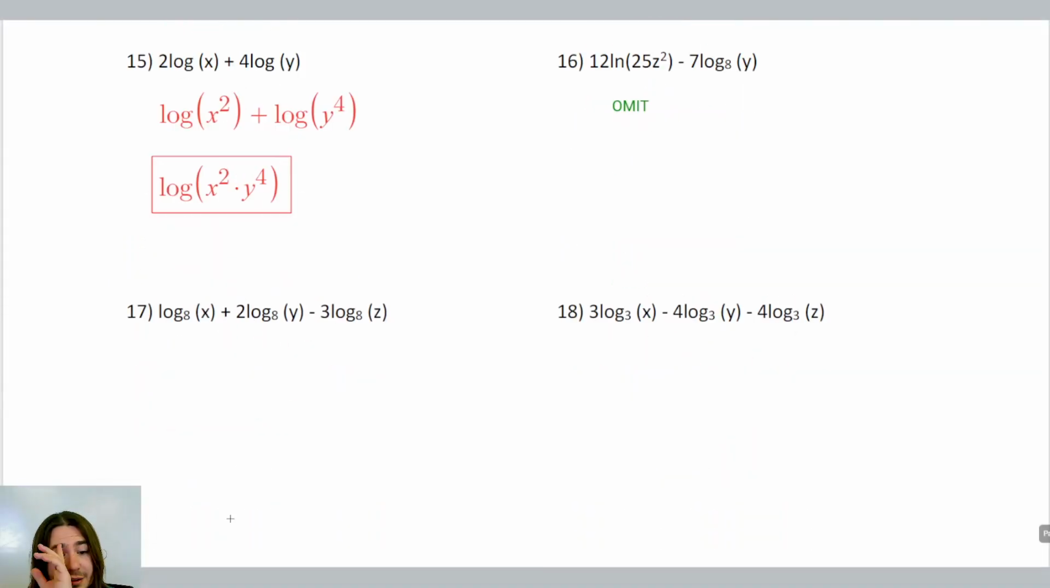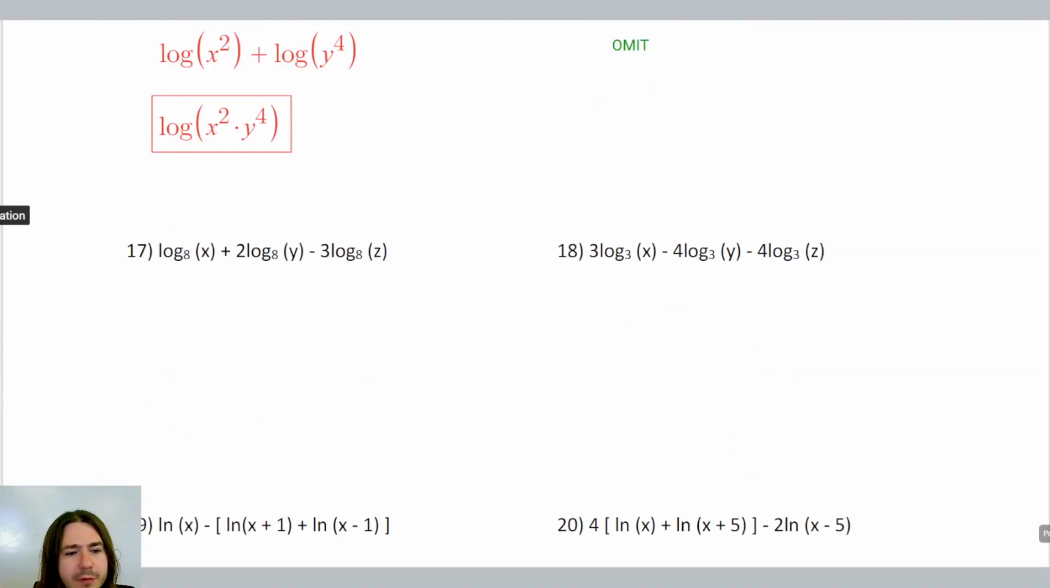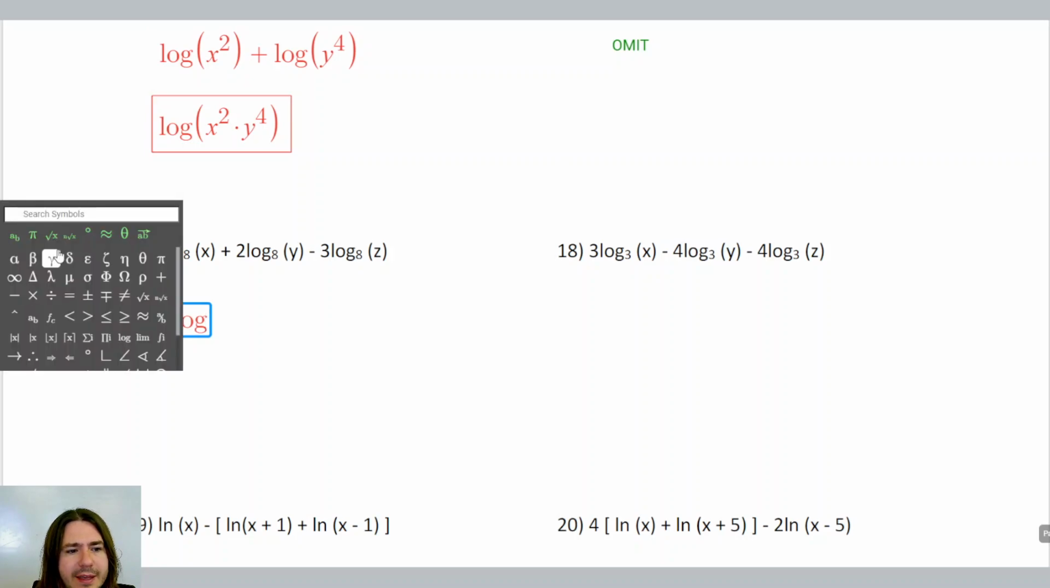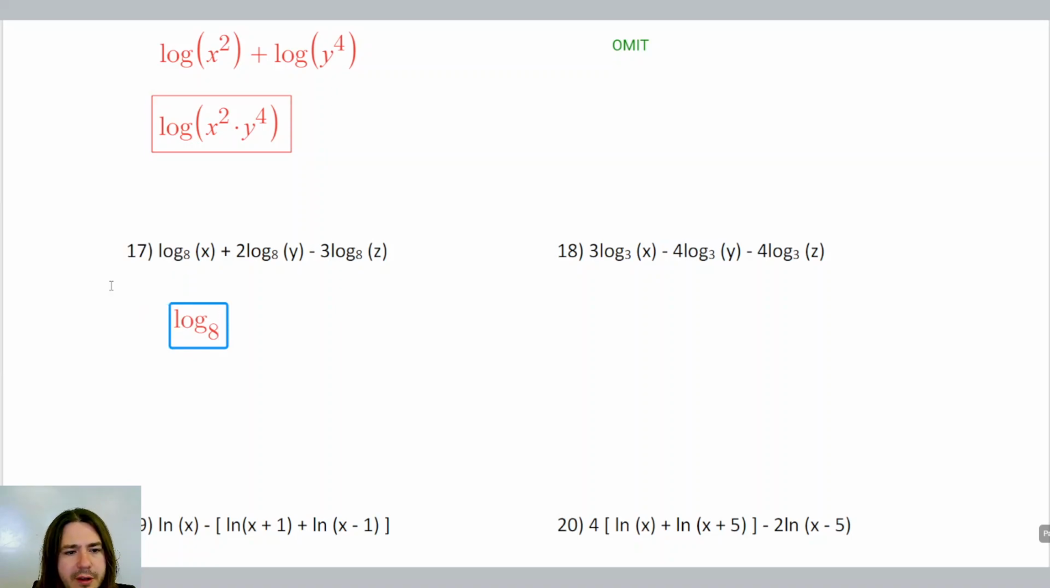Number 17, we're going to start with the power property. This one looks a little bit more like what I will give you. So log base 8, let's get that base 8 in there. You know what I'm going to do here is go a little slower. I'm not going to do anything with that first one. With the second one, I'm going to rewrite it using a power.